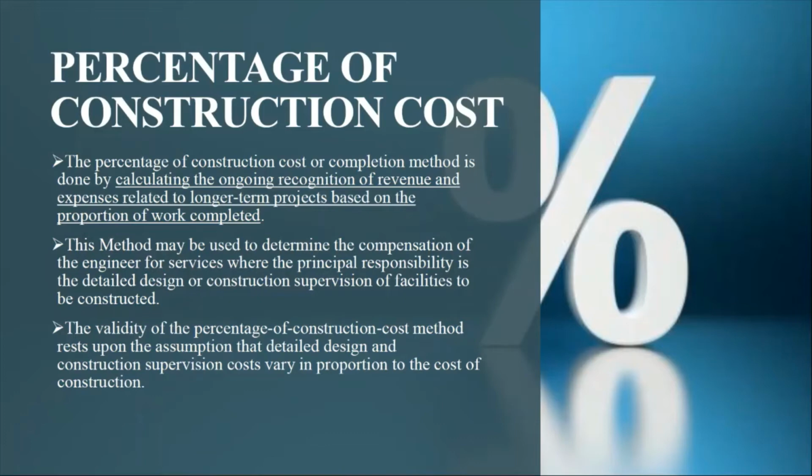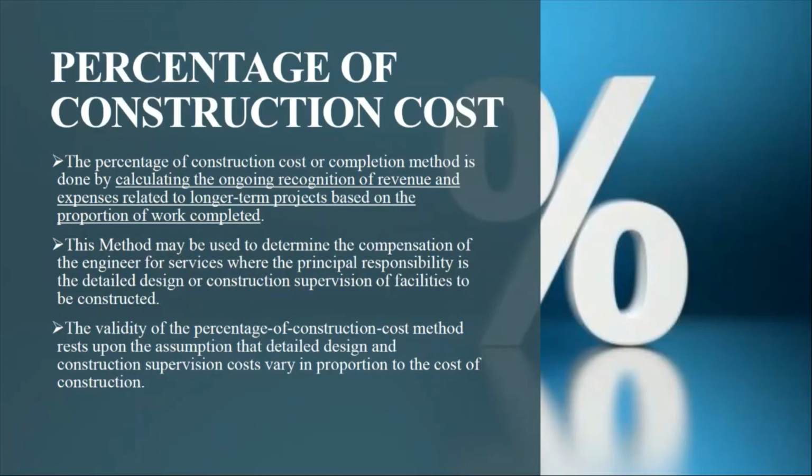So, what is the percentage of construction cost? It is also called the completion method, which is done by calculating the ongoing recognition of revenue and expenses related to longer-term projects based on the proportion of work completed. It can also be said that this method can be used to determine the compensation of the engineer for the services where the principal responsibility is the detailed design or construction supervision of the facilities to be constructed.